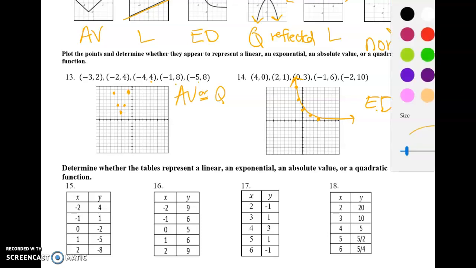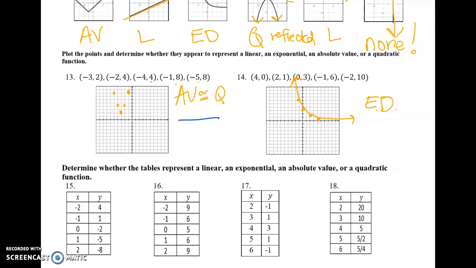Okay, the easiest way I can tell you to do this is to make a table. Now this is kind of tricky because these points aren't in order. So you need to write this one first. This pattern thing doesn't work unless you write the points in order. So -5, 8, -4, 4, -3, 2, -2, 4, and -1, 8.